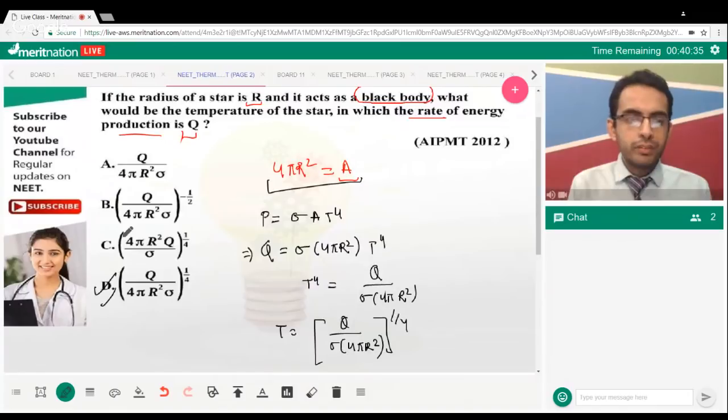This is a very important concept from the point of view of your NEET exam. So many questions have appeared from this concept. Let's see the other question.